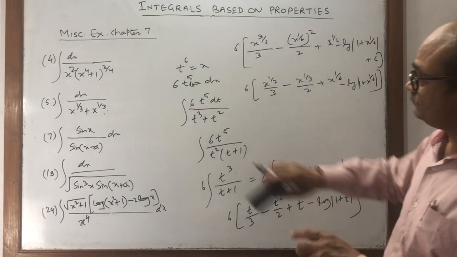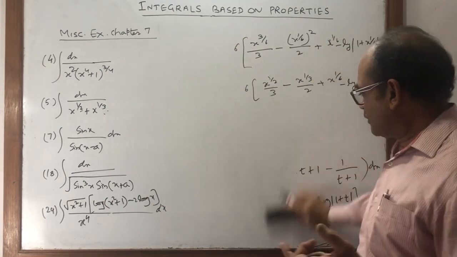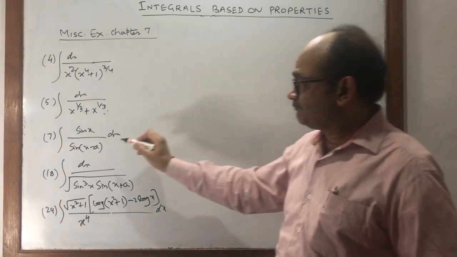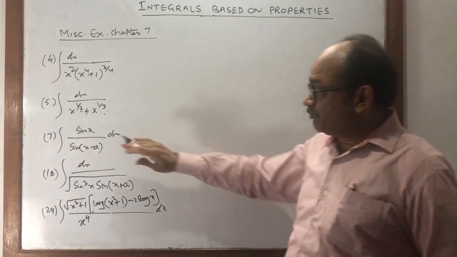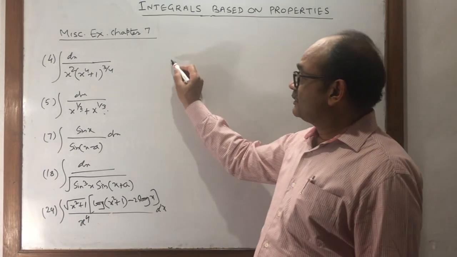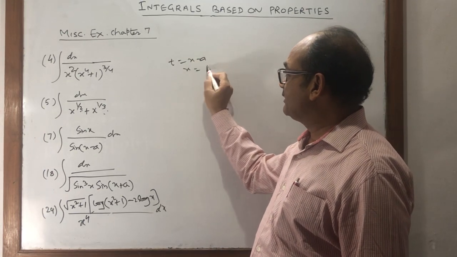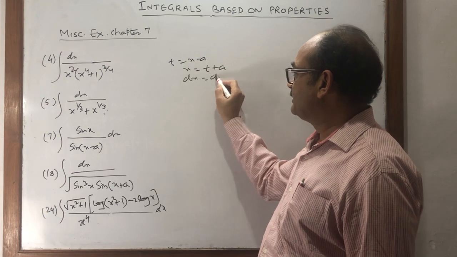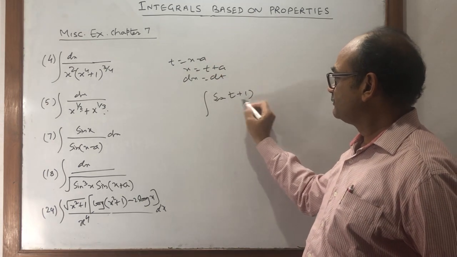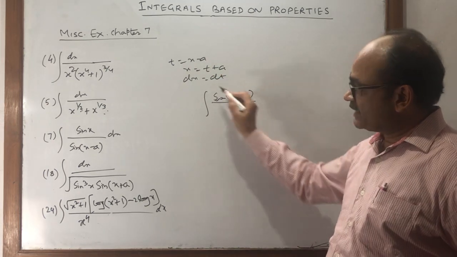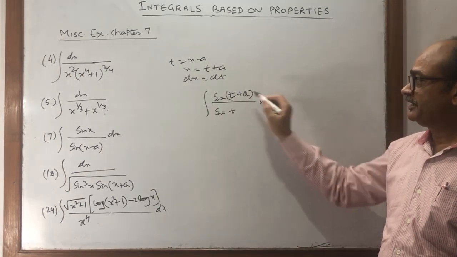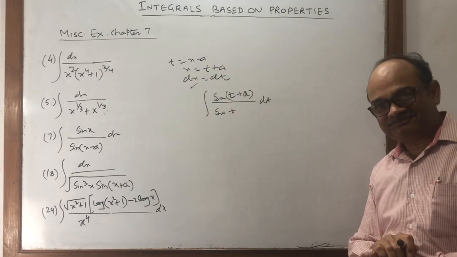Next sum is again the sum from the previous year's board papers. Here the denominator is sin x minus a, but numerator is x. We want just opposite, so that there will be the simple expansion of the bracket. So here we assume, suppose t is x minus a, then x means t plus a, dx means dt. So this question is now converted to sin, what is x now? T plus a. What is sin x minus a now? Sin t. With respect to dt. Why? Because dx and dt are same.